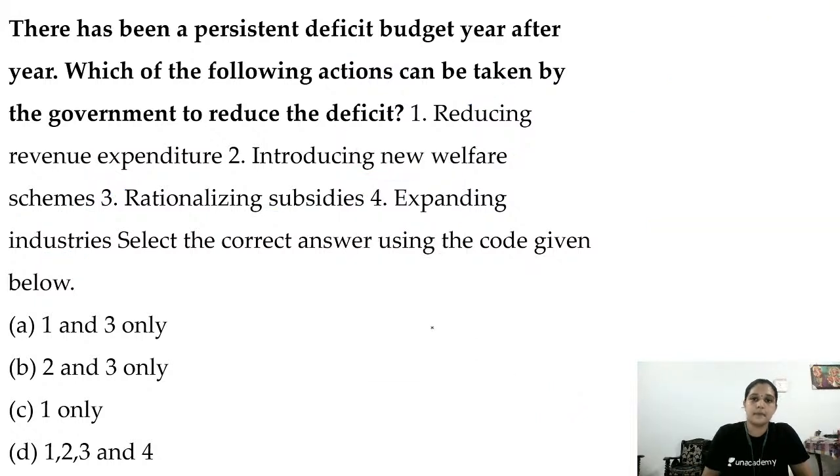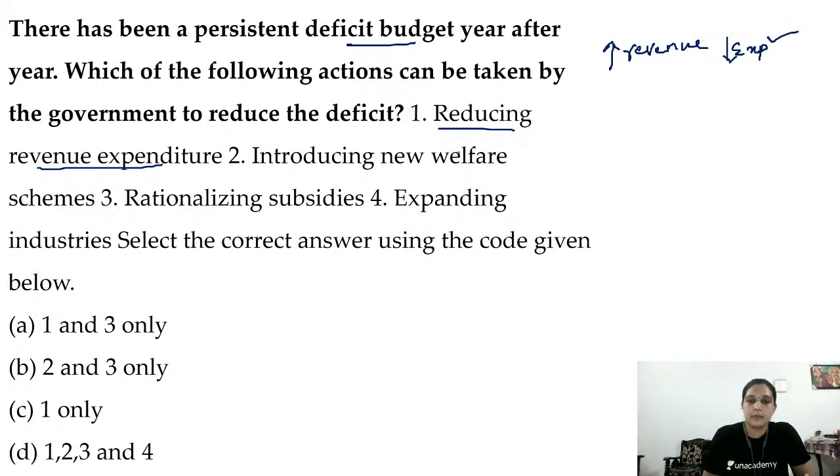Here they are talking about the deficit budget. You have to reduce the deficit in the budget. So in a budget, you have revenue and you have expenditure. You should increase the revenue and decrease the expenditure. Clear? This is what we know for sure. So reducing revenue expenditure, which is a one-time expenditure, this statement is right.